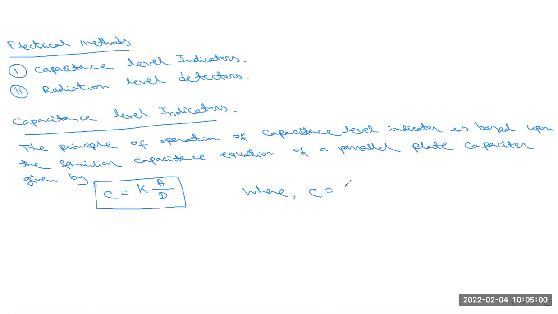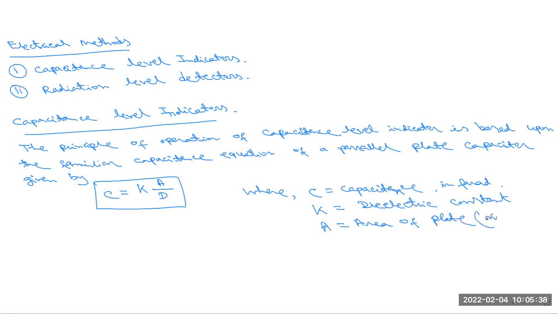Where C is the capacitance in farad, K is the dielectric constant, A is the area of the plates, measured in square meters, and D is the distance between the two plates, measured in meters.